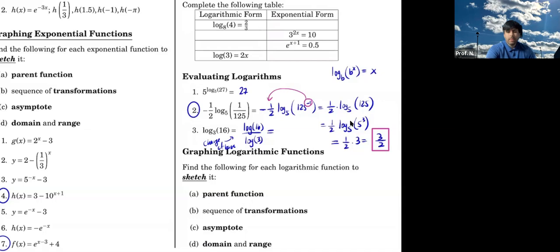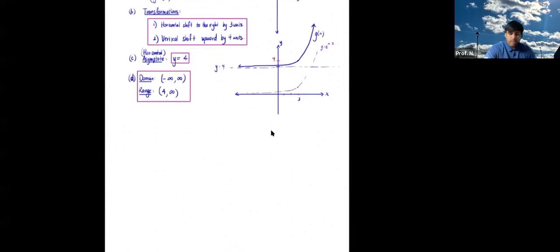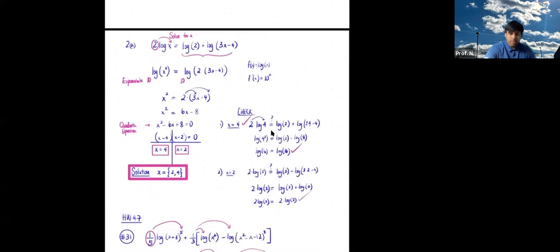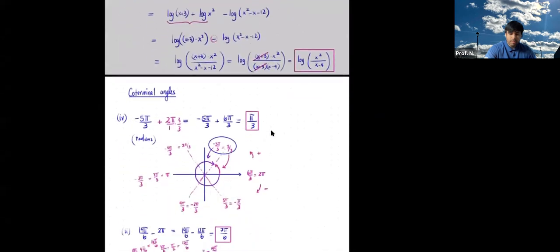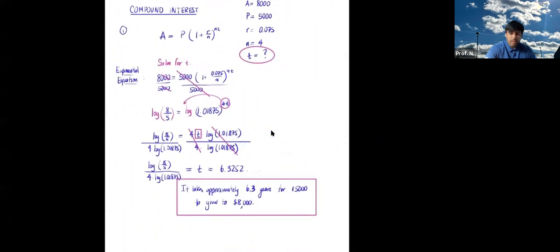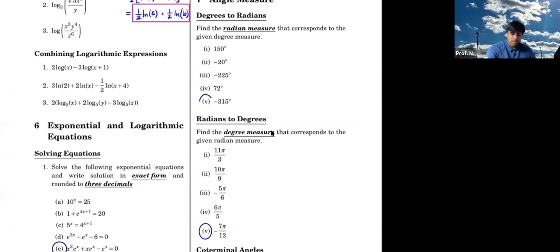Okay, anything else? Can we go over degrees to radians and one of the radians to degrees? We've done radians to degrees earlier, and we've done coterminal angles, but we haven't done degrees to radians. So let's look at that. Do you have a preference? Negative 315. Okay, negative 315.